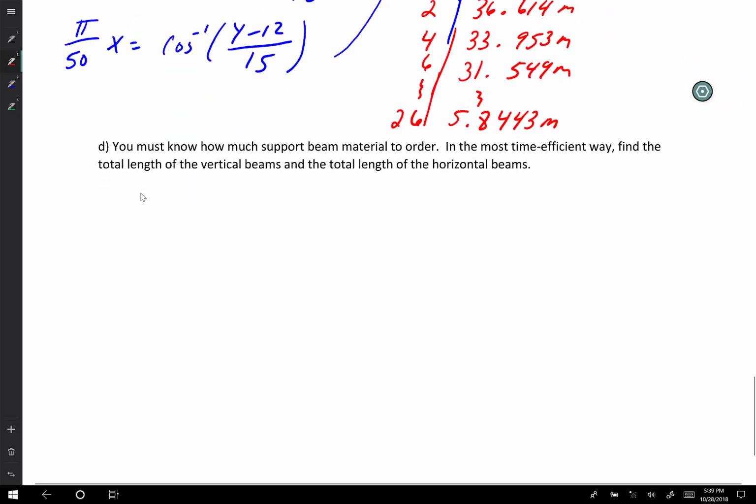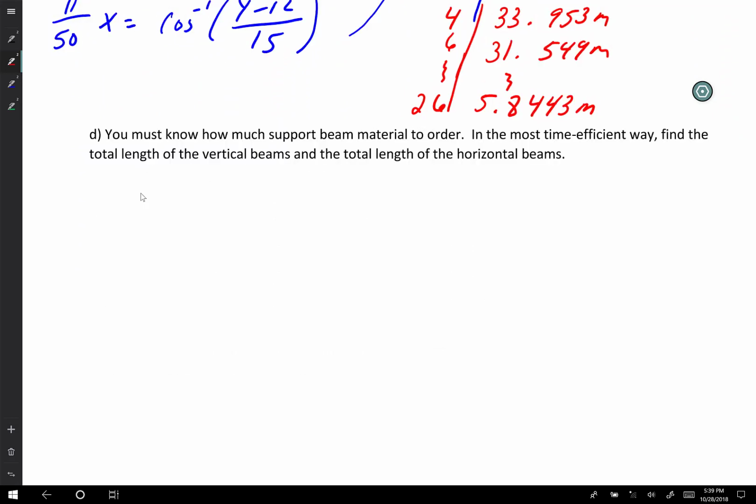All right. So letter D. It's kind of hard to show it. Ask some of the statistics people. They're pretty good at this. It says you must know how much support beam material to order, because you're the engineer. You're going to be ordering all this in the most time-efficient way. Notice it says time-efficient. Find the total length of the vertical beams and the total length of the horizontal beams.